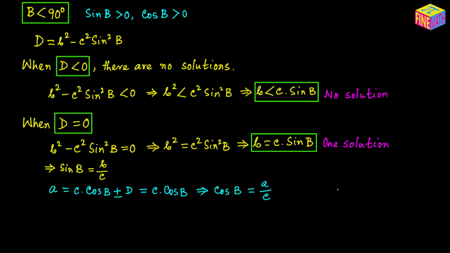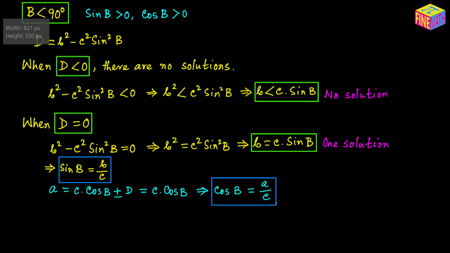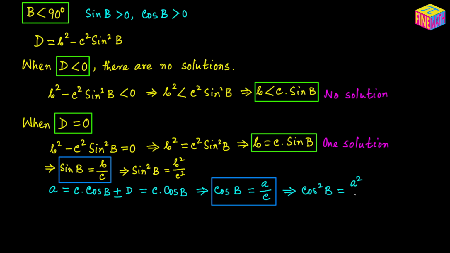And now if you look at it, we have sine of b is equal to b over c, and cosine of b is equal to a over c. And if we add the squares of sine of b and cosine of b, let's see what happens. So sine squared of b is equal to b squared over c squared, and similarly cosine squared of b will be equal to a squared over c squared. Now if we add them together, we get sine squared of b plus cosine squared of b, and that will be equal to b squared over c squared plus a squared over c squared. And from here, sine squared of b plus cosine squared of b is equal to 1 according to the Pythagorean identity.